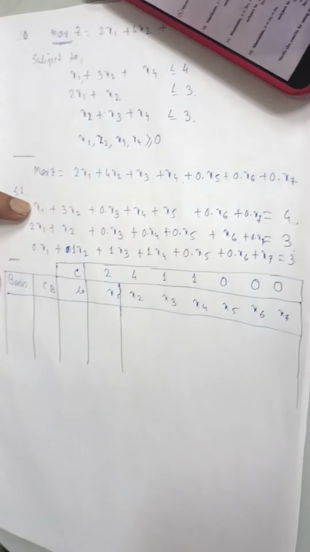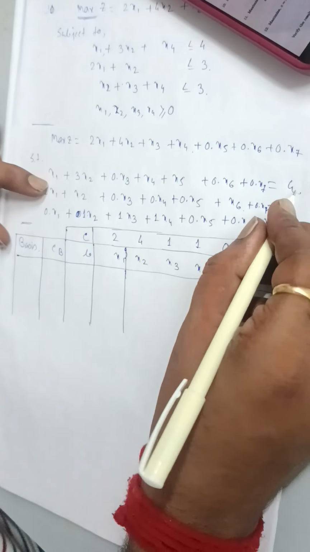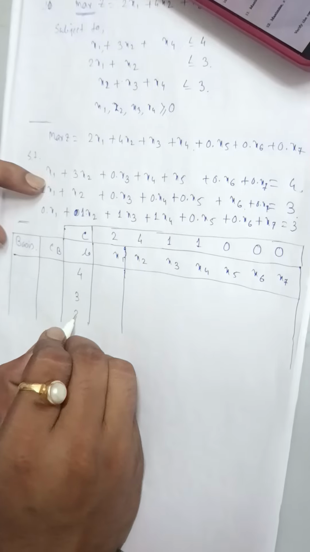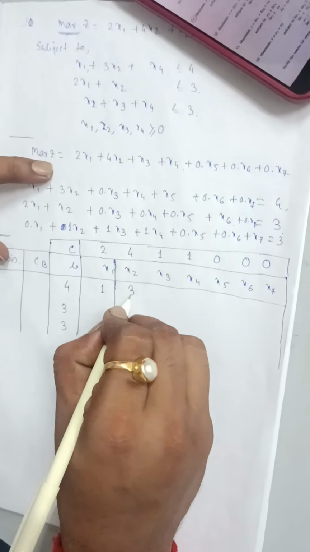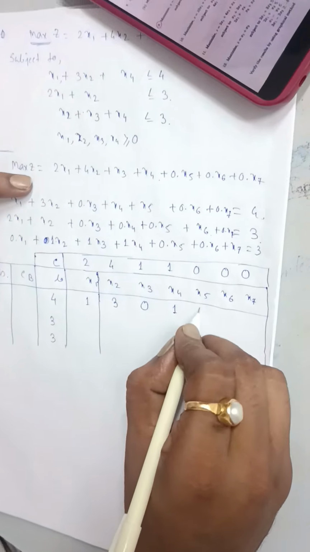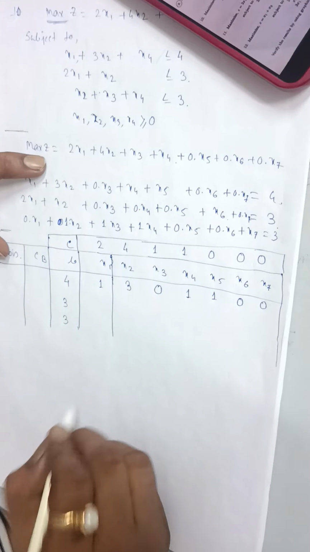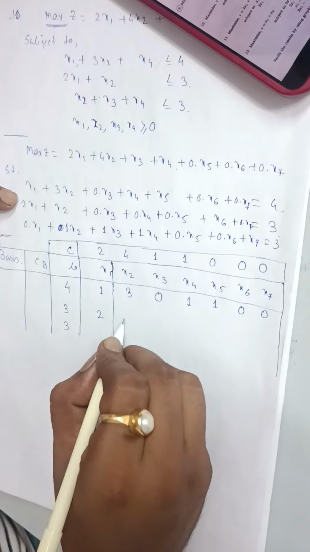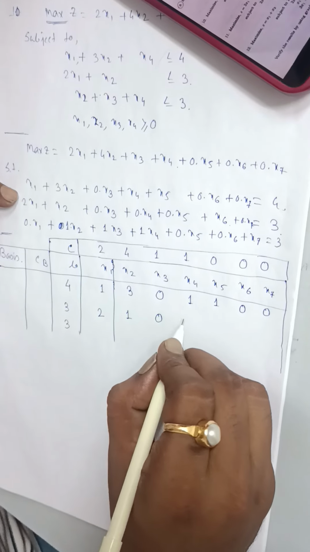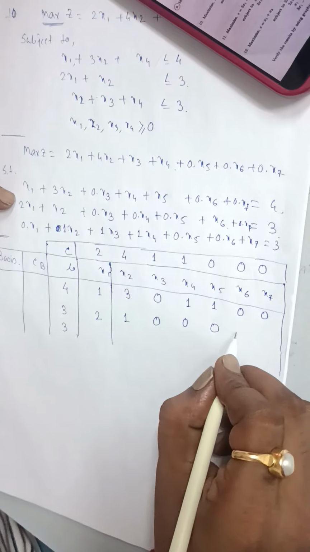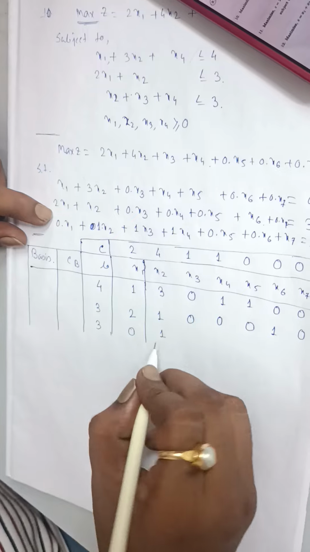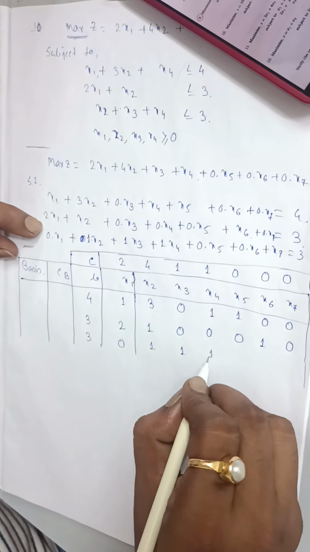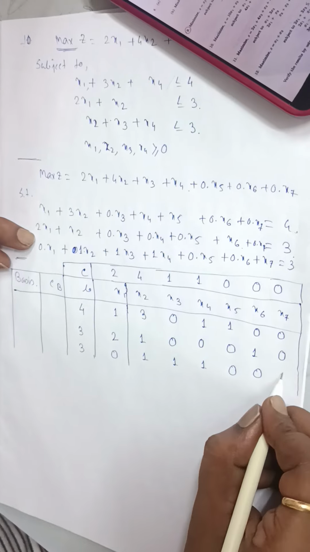If I have to write down all the coefficients, look at the first equation: the b value is 4. So the b values are 4, 3 and 3. Now look at the coefficients. The first row is 1, 3, 0, 1, 1, 0, 0. The next is 2, 1, 0, 0, 0, 1, 0. The next is 0, 1, 1, 1, 0, 0, 1.